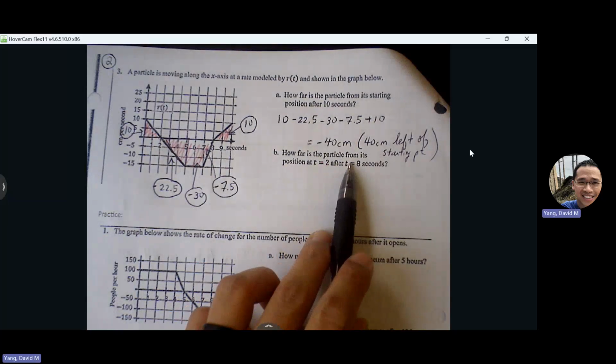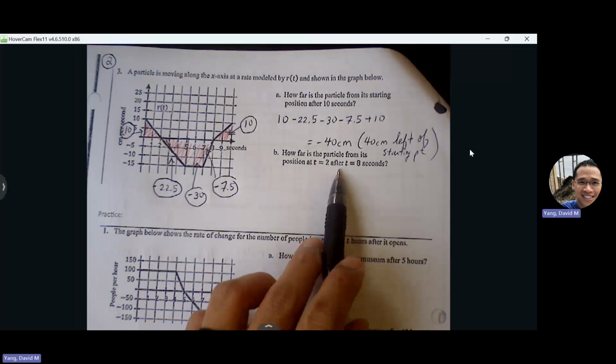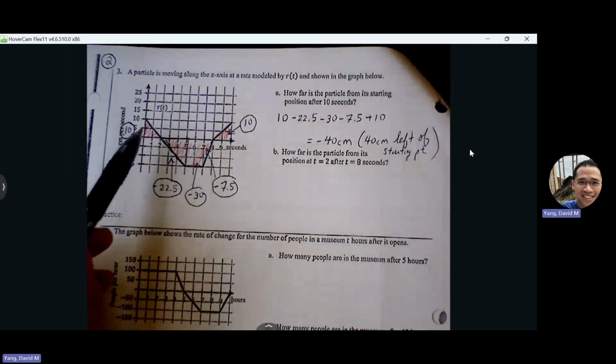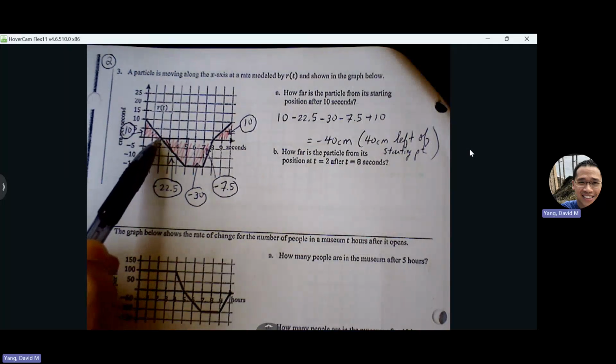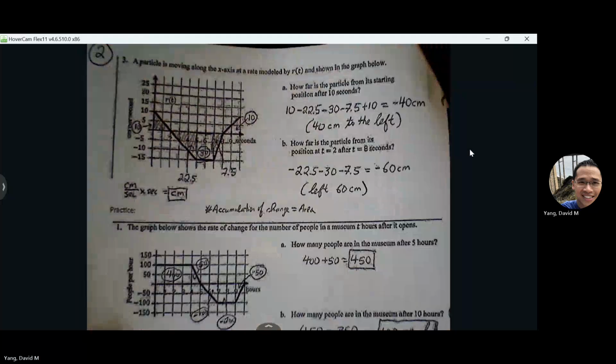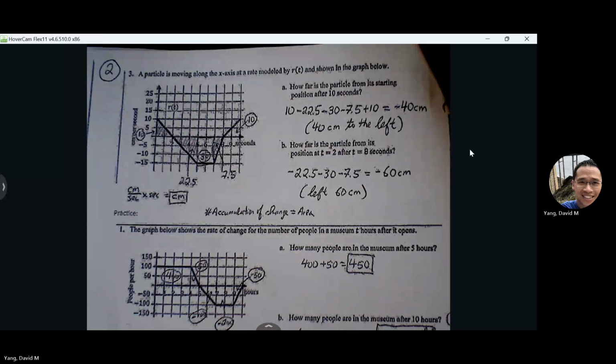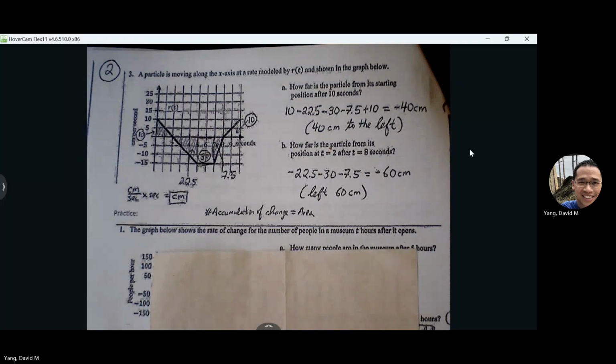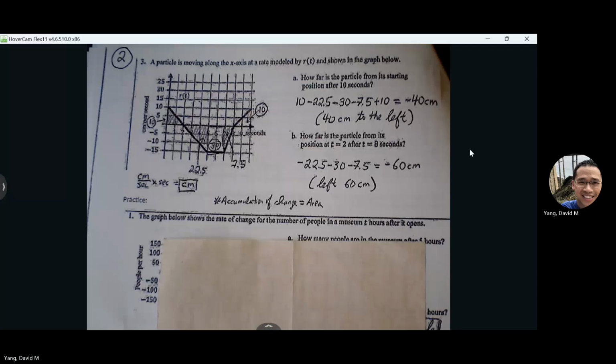Okay, how far is the particle from its position at t equals 2 after 8 seconds? So that means we just want to treat his starting point as 2 and figure out what his displacement is from this point forward. So we can just accumulate these values. So negative 22.5 minus 30 minus 7.5 equals negative 60. So 60 meters to the left.